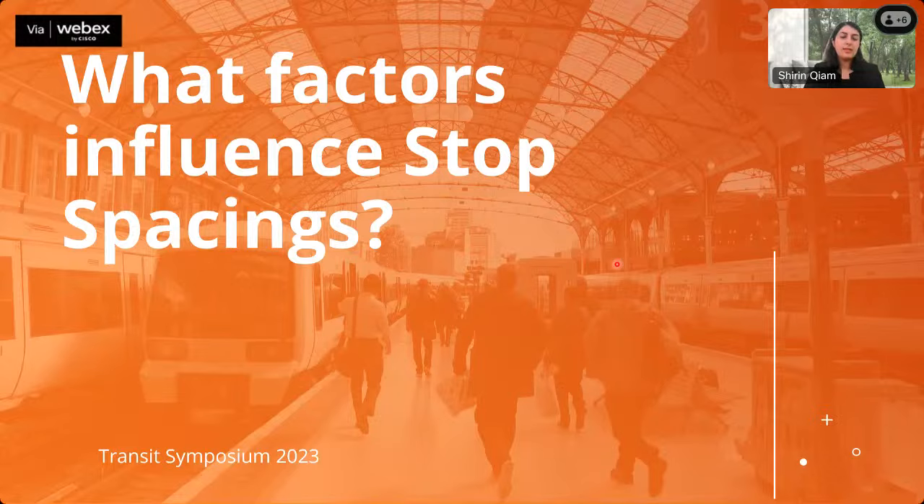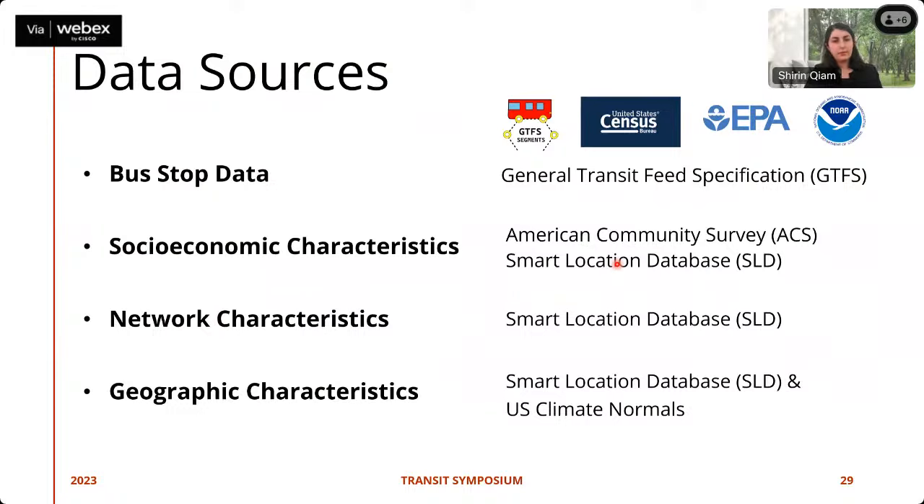Okay, as there is no data set that covers all of the information we want, we had to use different data sources, including GTFS for our bus stop data, and the American Community Survey, the Smart Location Database, and US Climate Normals for the other characteristics that we want to explore.